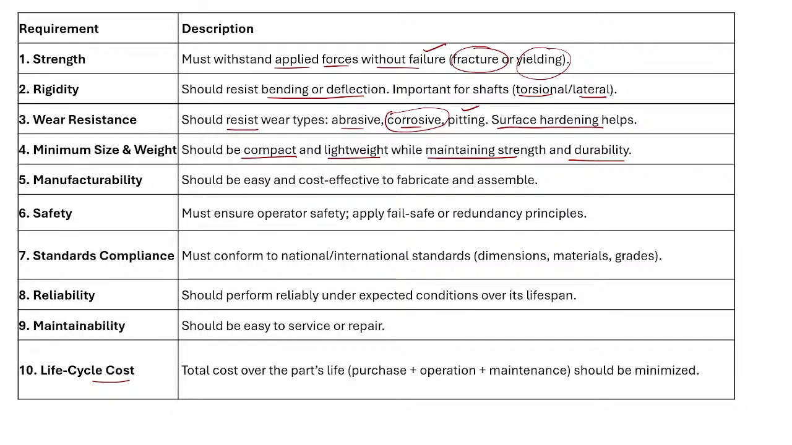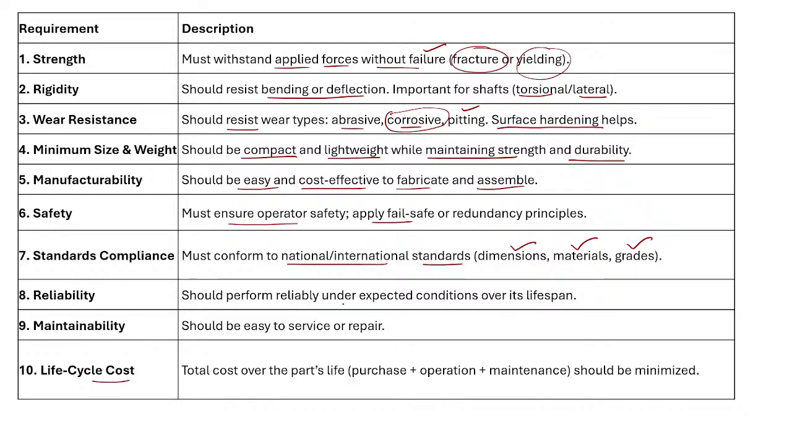The reason is that the movability of the machine or device is more likely when we go for optimization of weight. Next, it should be easy to manufacture, cost effective and easy to assemble as well. It should also ensure that the operator's safety is provided, and in case of failure, a safety feature is added. It could be in the form of interlocks. Standard compliance must conform with national and international standards in terms of dimensions, materials and grades.